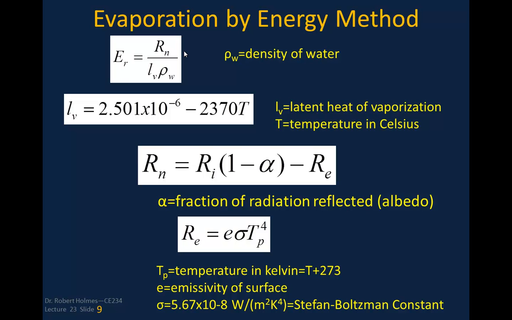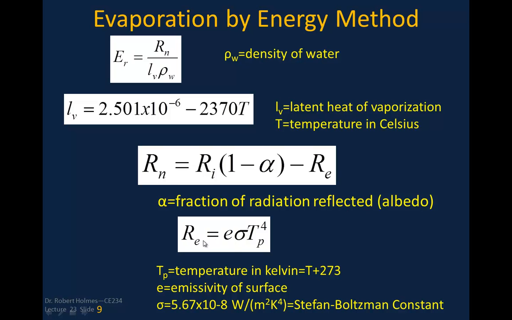So we've talked about using pan evaporation data, which is an empirical method to get at the evaporation. The energy method would be more of a theoretical method where we would measure particular parameters such as the incident radiation, the RI. We would have an estimate of the albedo, which would be the fraction of radiation reflected, the alpha. And then we would have a measurement, as I said, of the RI, which is the incident radiation.